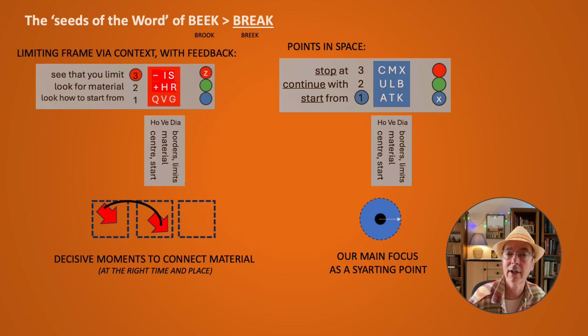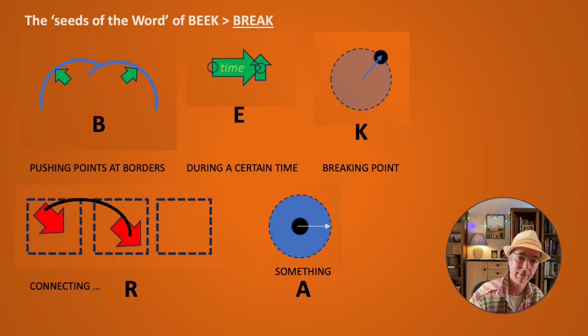The first category is the easiest one, with the points in space, as you can see here in blue. And where is the letter A, the easiest one? It's about the focus where we start from, and it's our starting point. It's our main starting point. As you can read here, you start from the center, which is in this case the center of our focus. So we have to have these letters together, so the B, the E, the A, the K, and before that also the R to connect. So we have pushing points at the borders during a certain time with a breaking point, which will be connected to something.